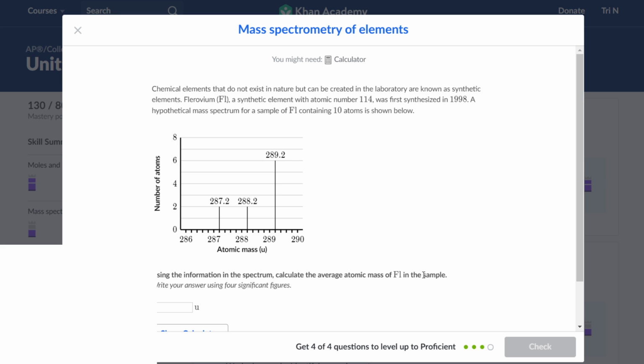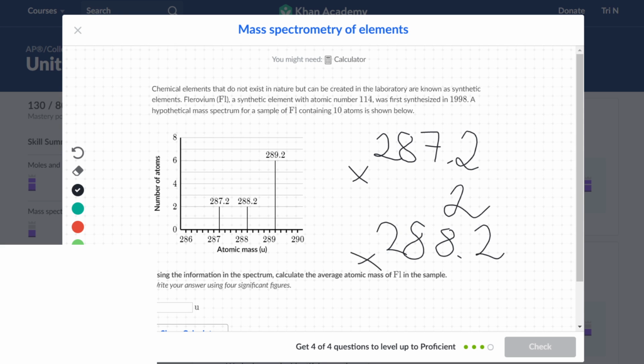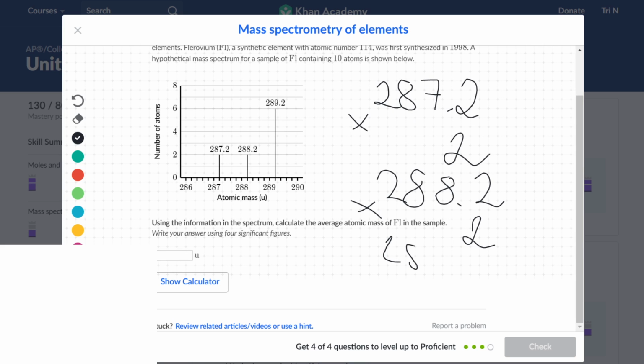Okay, so to calculate the average of anything, we would add up everything. So we would use the same thing in this question. To calculate any type of average, we would add up all the data we have and divide by the total quantity. So we have 287.2 atomic mass units, and we have 2 of them. So we would multiply it by 2. And we'll do the same thing with 288.2, and multiply it by 2. And we would do the same thing with 289.2, but in this case, we would multiply it by 6 because there's 6 of them, and we would add all of them.